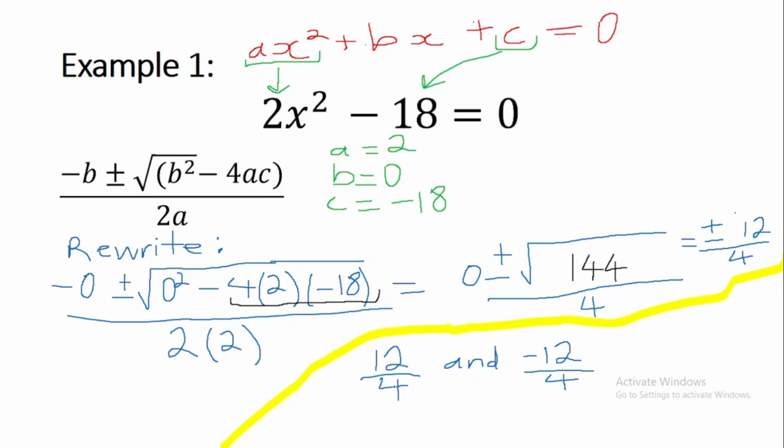So now that we have that right there, we're going to have two values for x. So x is going to be equal to, so 12 divided by 4, that's going to be 3. So we have a positive 3, and negative 12 divided by 4, that's going to be, x is going to be equal to negative 3. So this is all that we did right there to solve the question.